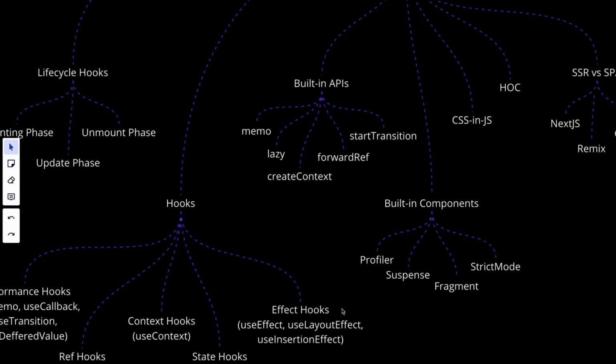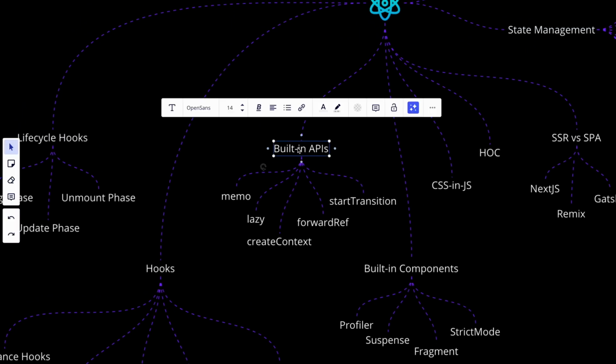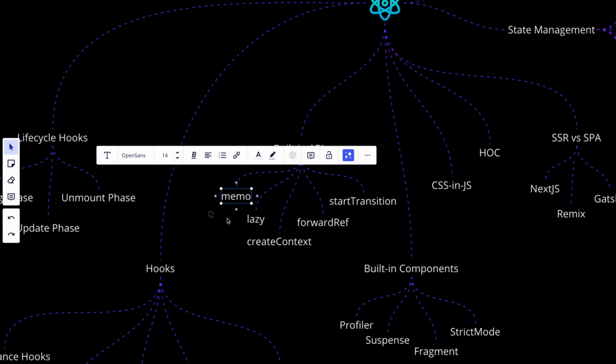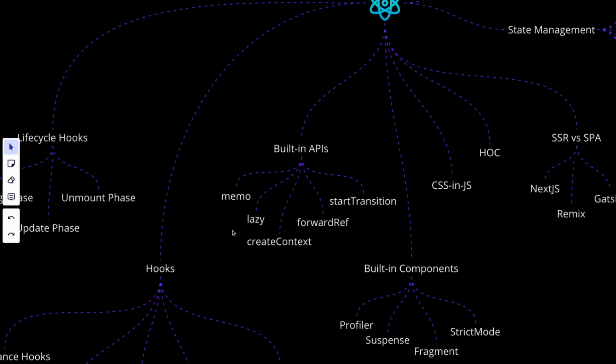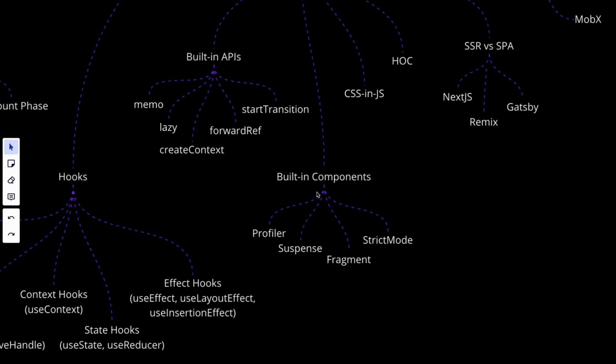And lastly, we have effect hooks, useEffect, useLayoutEffect, or useInsertionEffect, which help us to perform side effects in the functional component. React also has a couple of built-in APIs like memo and lazy for optimizing your components, and forwardRef and createContext for advanced functionalities. Similarly, we have a couple of built-in components like Profiler for performance measurements, Suspense for data fetching, and StrictMode for detecting potential problems and more.